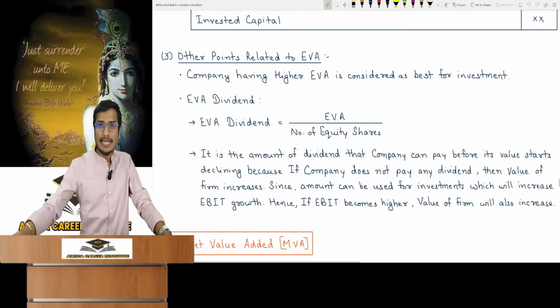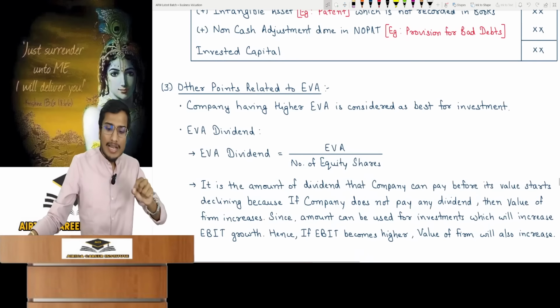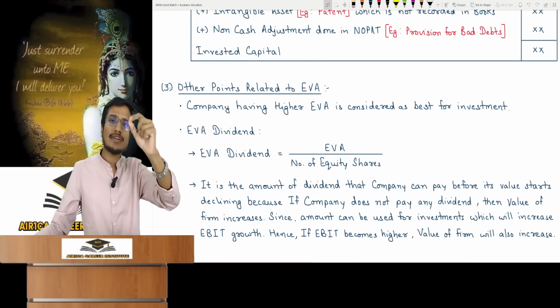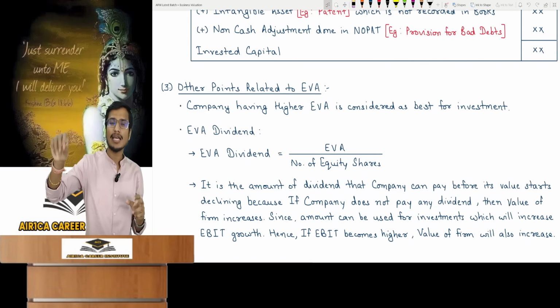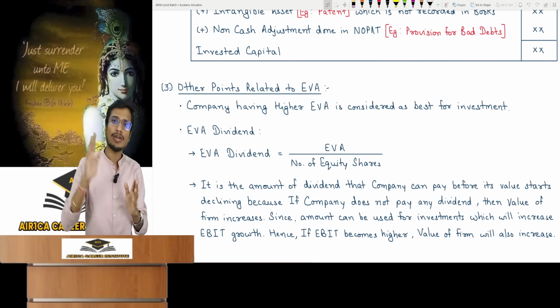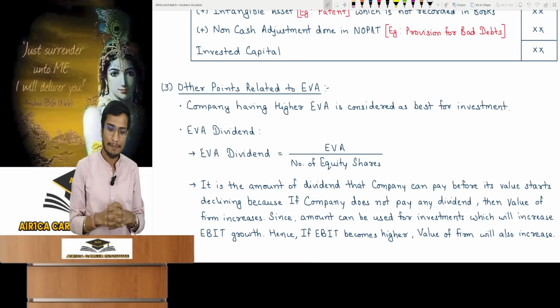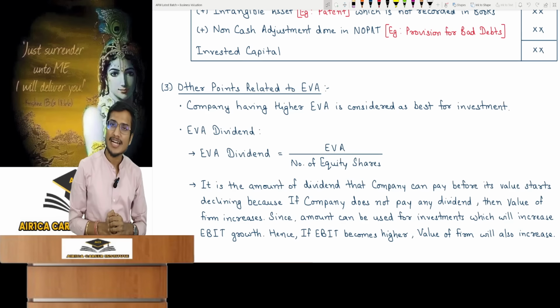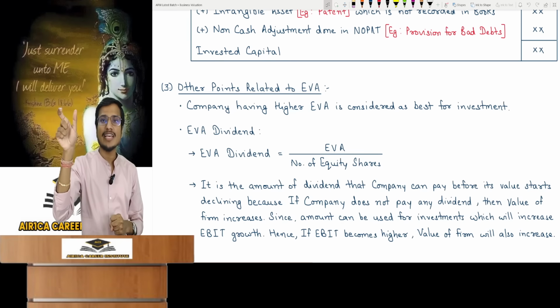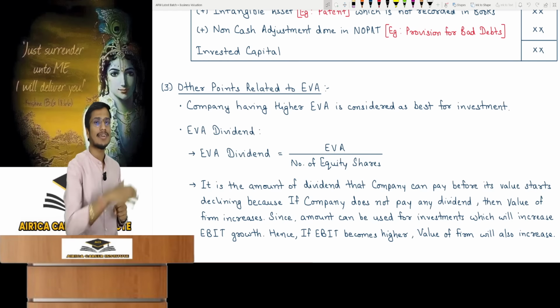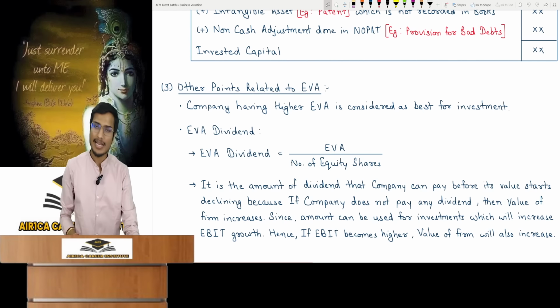Keep in mind other points about EVA. They are sometimes asked. A company with a higher EVA is considered the best investment. Suppose you have 3 companies. Consider the company with the highest EVA as the best for investment, and it can invest more profit in the business. After this, EVA dividend. What is EVA dividend? EVA dividend means if you distribute the EVA you calculated as a dividend, then what will be the per share dividend for shareholders?